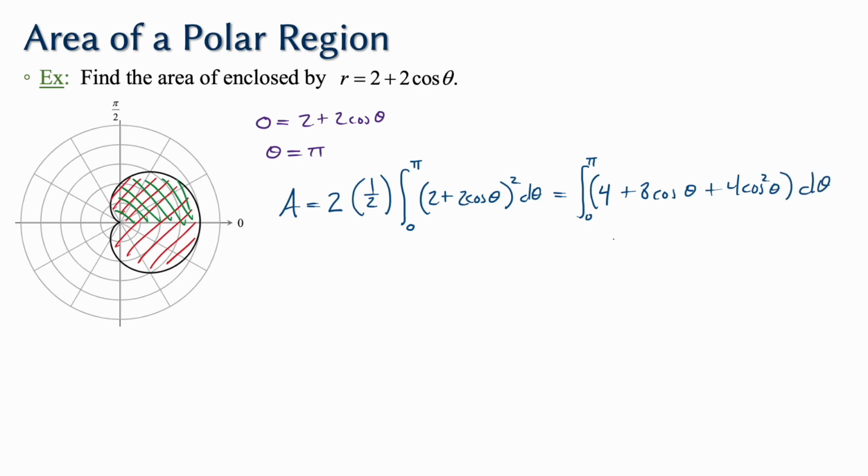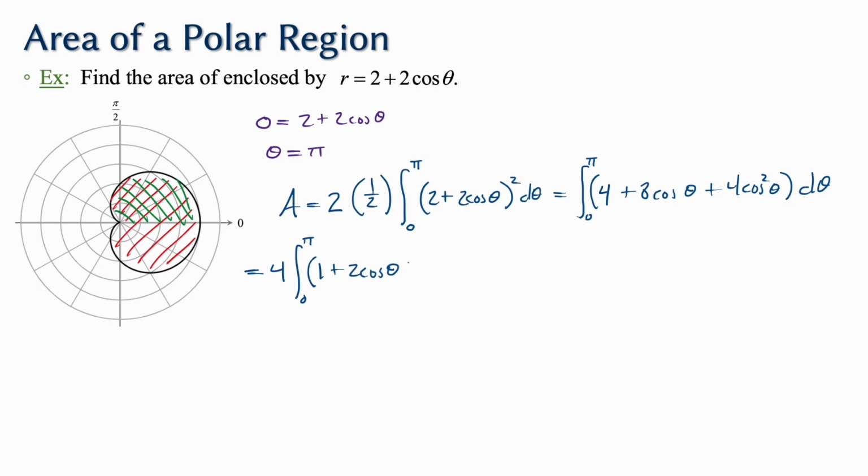All right, so our next piece obviously is doing whatever we can to make this look as nice as possible. So I guess the first thing I'm going to do is look at the 4 and the 8 and the 4 and at least take out whatever I can. So in this case, I'm just going to take out a 4 just to make it a little easier on my simplification. And that, of course, in my integral is going to leave me with 1 plus 2 cosine theta.